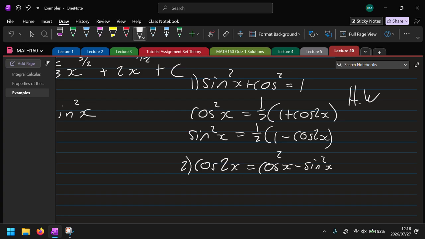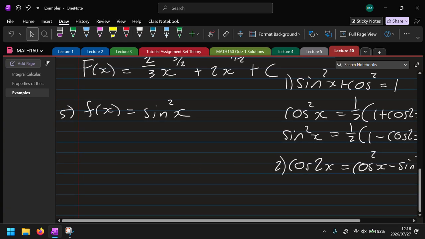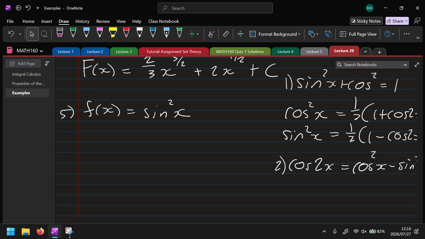You have to know these for these antiderivatives here, because later on we're going to be working with sine cubed and sine to the 4. We're going to need those identities.